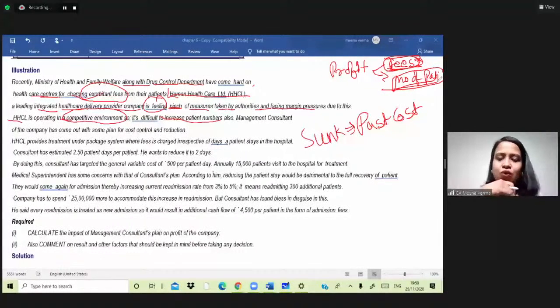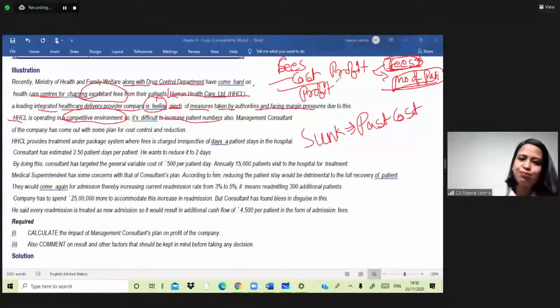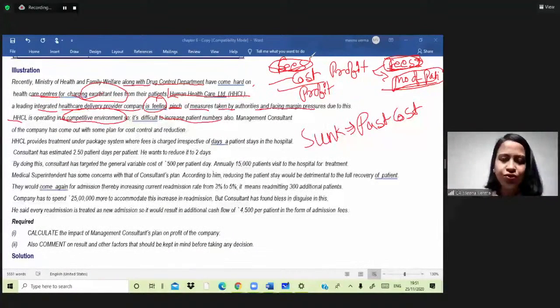Now what points do they have in order to increase their profitability? How can they increase their profitability? See, profit is nothing but sale or fees or revenue minus all costs. You consider the fees, you subtract the cost, you get the profit. Now here you cannot increase your fees, which means you cannot increase the revenue. Now if you want to increase your profit, you have one point: try to reduce the cost.